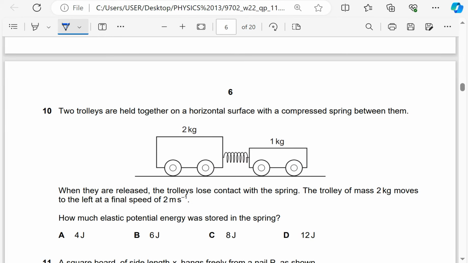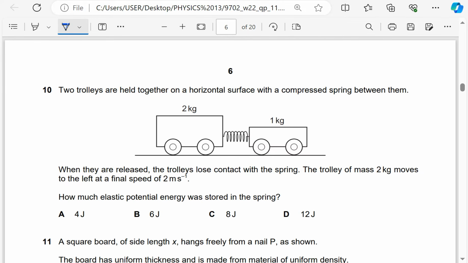Two trolleys are held together on a horizontal surface with a compressed spring between them. So that means here there is elastic potential energy to think of. When they are released, the trolleys lose contact with the spring. That means they lose their elastic potential energy. The spring loses its elastic potential energy, which becomes kinetic energy in the trolleys. The trolley of mass 2 kilograms moves to the left at a speed of 2 meters per second. How much elastic potential energy was stored in the spring?